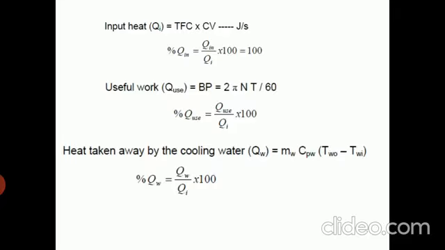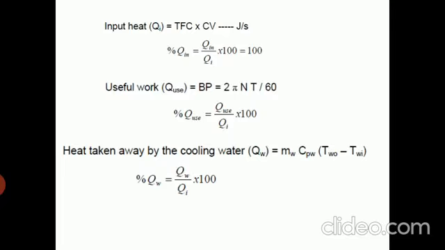So first one is heat input, which means mass of fuel times calorific value. That is termed as heat input. As a percentage, most of the time heat input will be 100%, and the reason is numerator and denominator will be the same, so heat input will always be 100%.